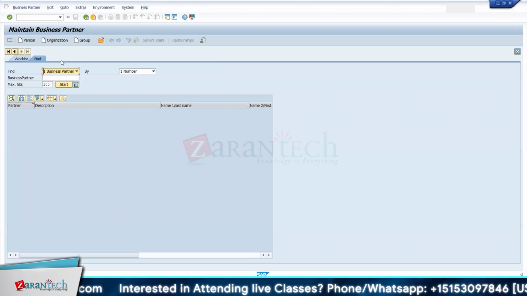So I'm assuming you all know about this BP transaction code. Does anyone not have an understanding of this BP transaction code? I hope you are all aware of this BP transaction code. Okay. Yes. So here, let us first see what options are there.